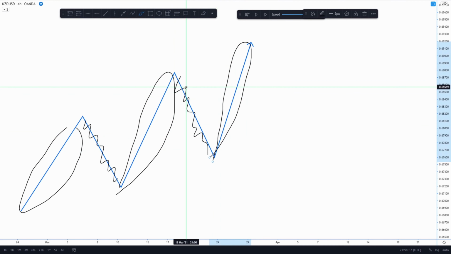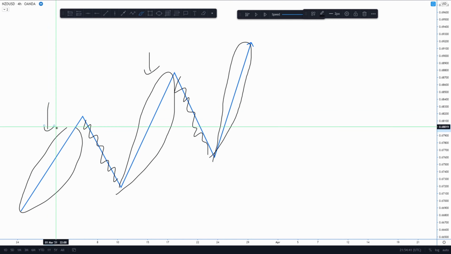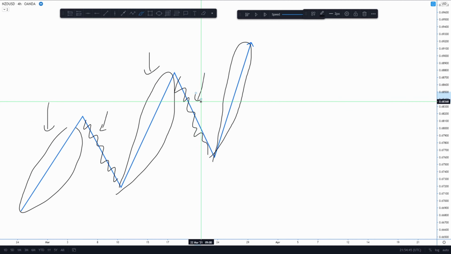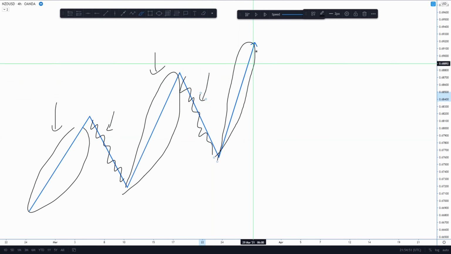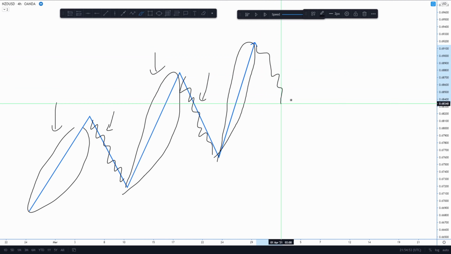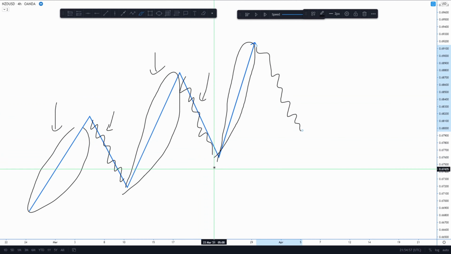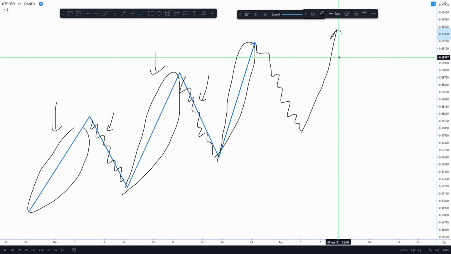Now, what can we expect? What have we seen here? We've seen an impulsive move there. We've seen an impulsive move there. We've seen a correction after the impulse and a correction after the impulse. Now, when we get another impulsive move, what can we then expect? Well, we can then expect another corrective move. And then when we have this corrective move, what happens after the corrective move? Boom, impulse. And we can expect price to move to the upside.